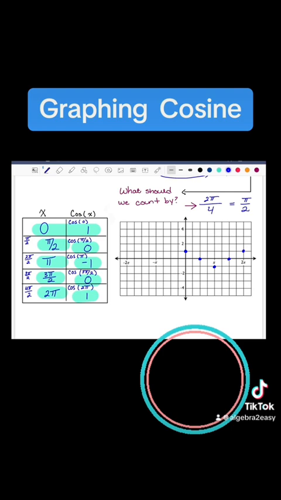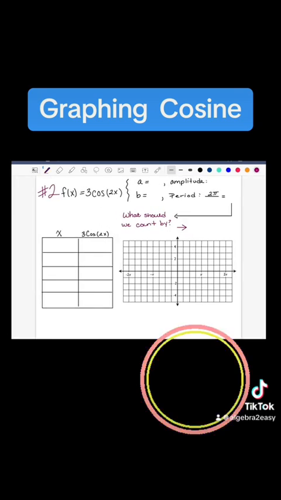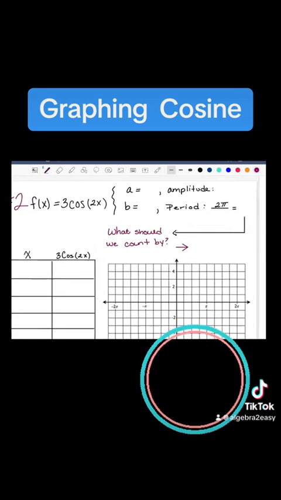All right, here is our cosine function. We're going to connect our points nice and smooth. And it looks like a wave, just like the wave we saw yesterday with a sine function. This is going to be problem number 2. F of x is equal to 3 cosine of 2x.